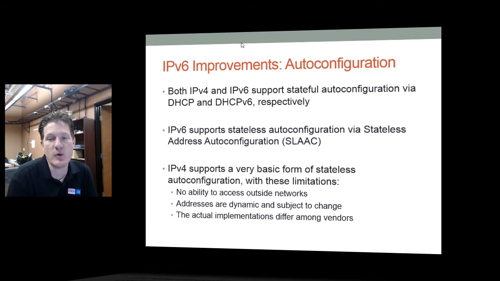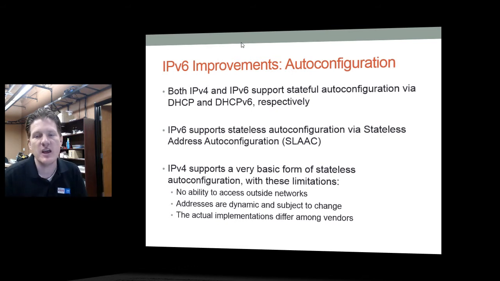So IP version 4 provided a very basic stateless auto configuration. If you remember, this was called APIPA, or Automatic Private IP Address Assignment. Basically, it assigned you an address out of the space 169.254.some address. But the problem is you couldn't access outside networks because you had no gateway. Addresses were dynamic, and they changed, or they had the ability to change. And people implemented APIPA differently depending on what vendor you were. So it was not very good.